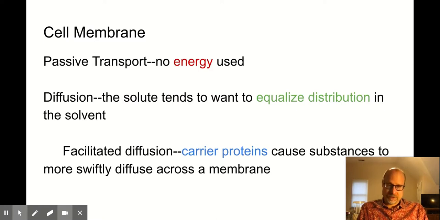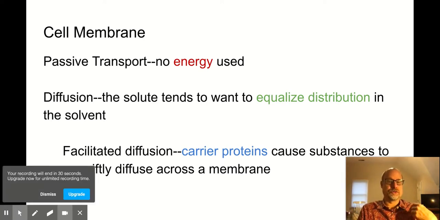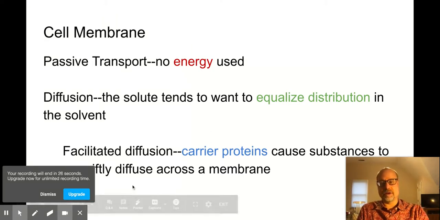When it comes to transport there are two kinds of transport. There's passive transport and active transport. Passive transport, there's no energy involved. And that's going to be the title of our next video.